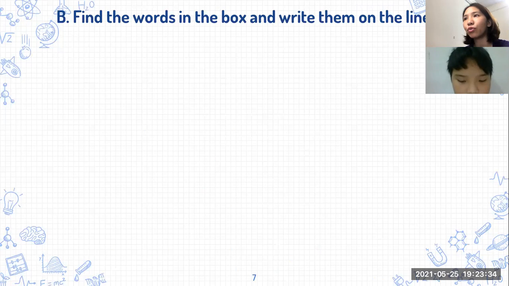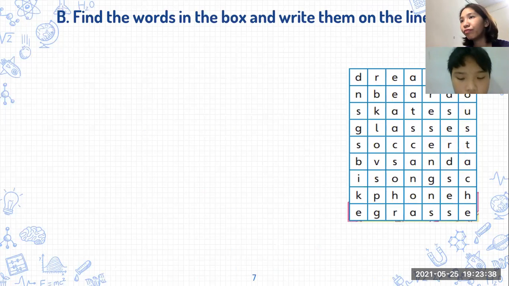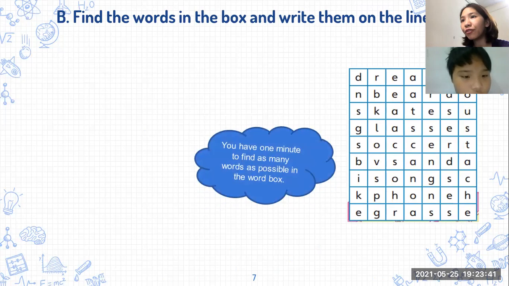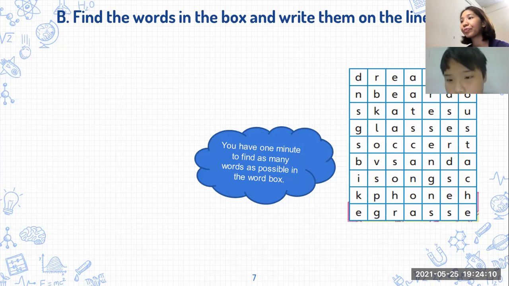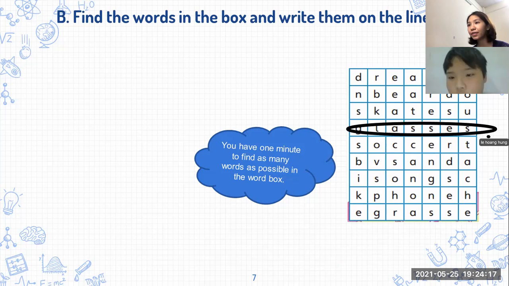Find the words in the box and write them on the lines. You have 1 minute to find as many words as possible in the words box. Now, how many words can you find in this box? You can find this. Okay. Glasses. Con vẽ lên á, con lấy cái bút con đánh dấu lên á cho dễ nhớ, đánh dấu lên đi cho dễ. Okay, you have glasses. How many words can you find here?